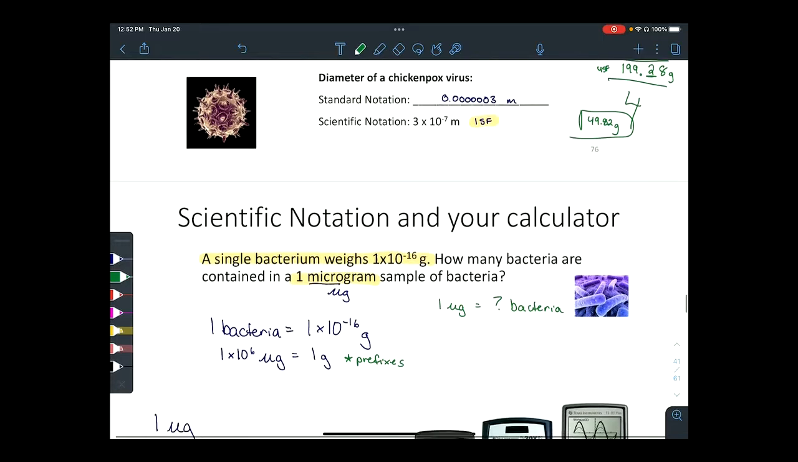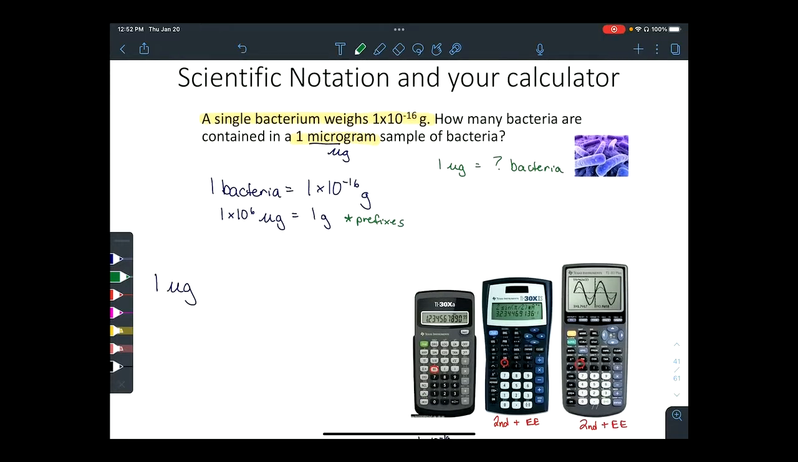Okay, so scientific notation in your calculator oftentimes will work with really big, really small numbers. So if you haven't already, take out your calculator now. Here we have a little bit of dimensional analysis. It says a single bacterium weighs 1 times 10 to the negative 16 grams. How many bacteria are in 1 microgram of sample?